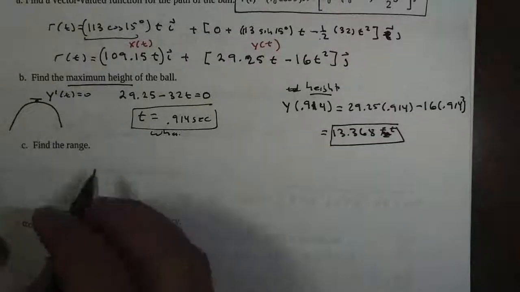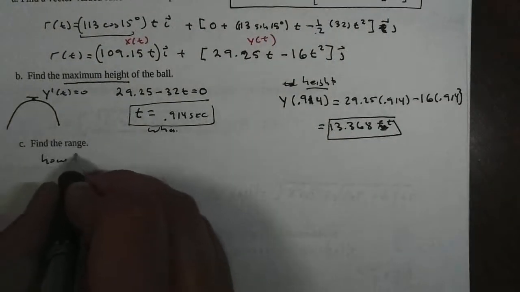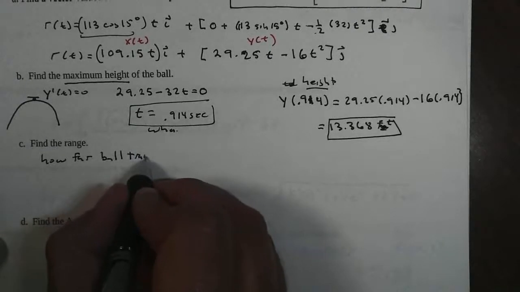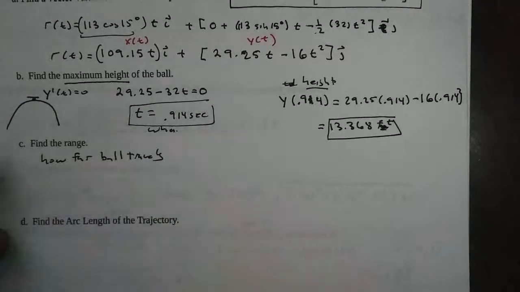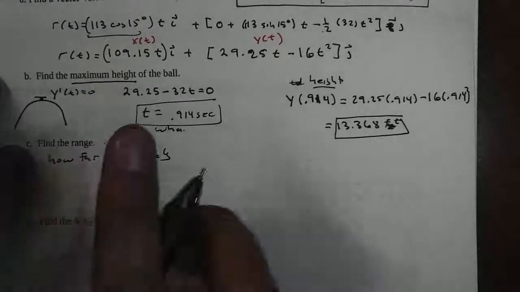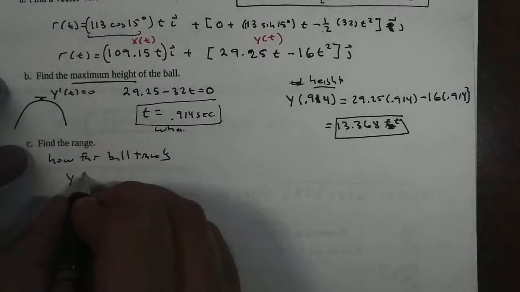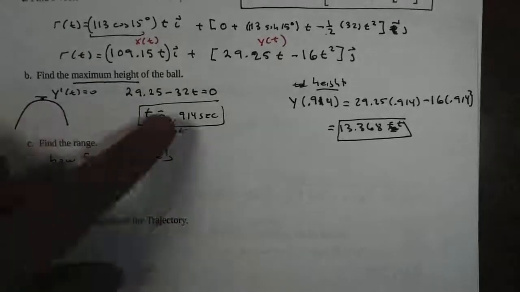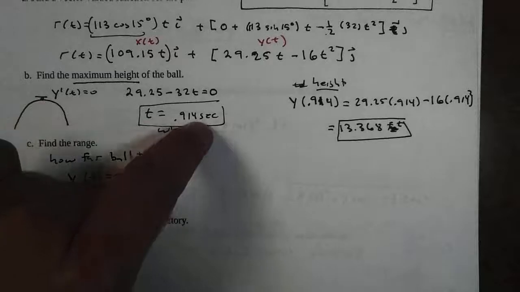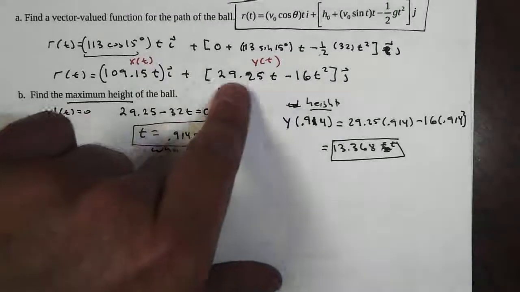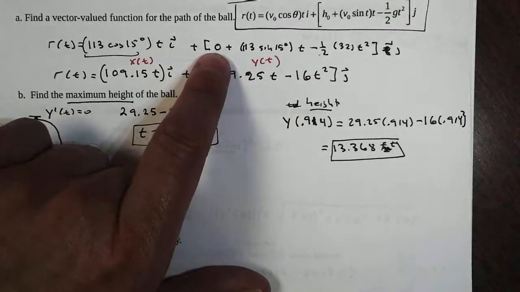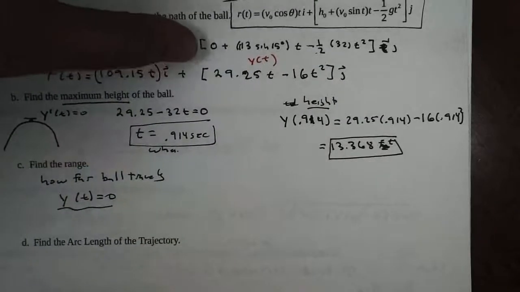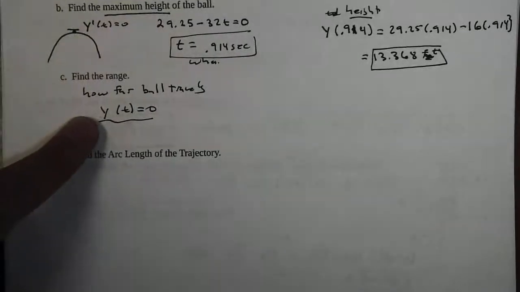Alright, to find the range, this is how far the ball travels. We've done these before in pre-cal and in calculus. So we need to find when y of t equals 0. Some people say, can't we just double the time here? Yes, you can, but that's only because we start off with an initial height of 0. We're not always going to start off with an initial height of 0, so I'm going to do it the way that will work every time.